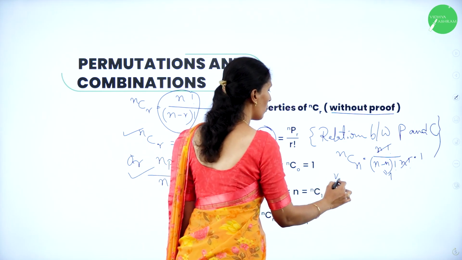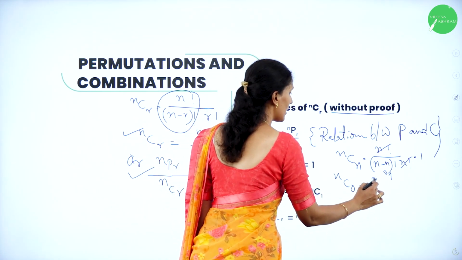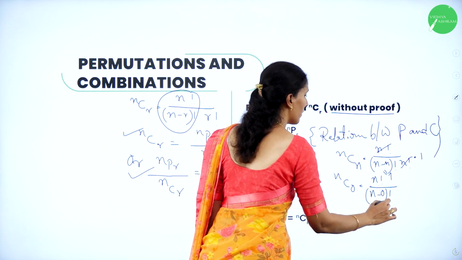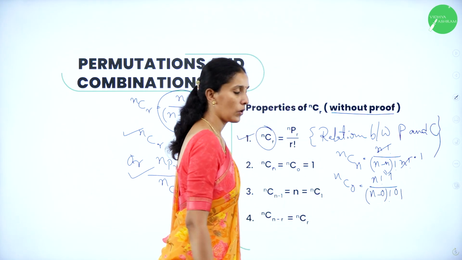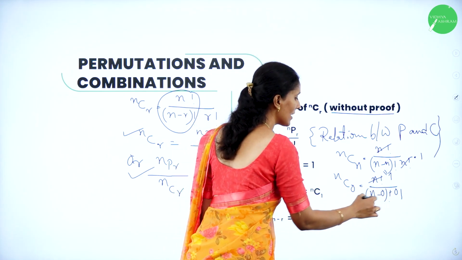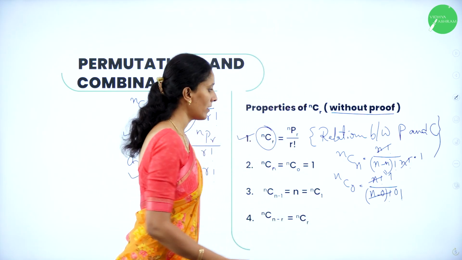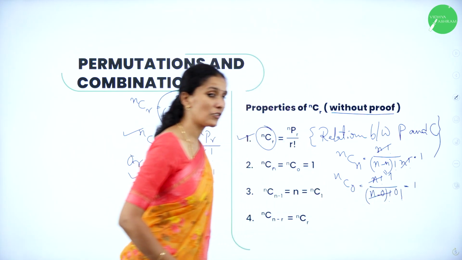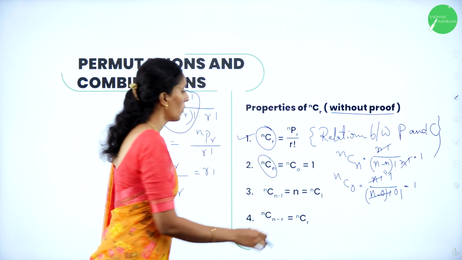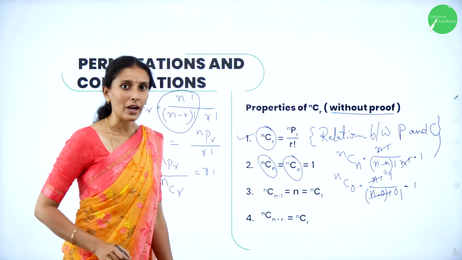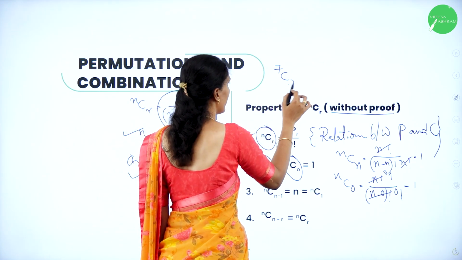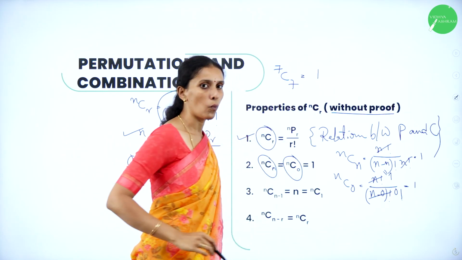Similarly, you put NC0. So NC0 is nothing but n factorial by (n minus 0) factorial into 0 factorial. Here also n factorial, n minus 0 is again n factorial, cancel. 0 factorial is 1, so my answer will be 1. Just remember, this is a very simple thing. Wherever you find NCN, you can directly write 1. Wherever you find NC0, you can directly write 1. For example, if you have 7C7, you can directly write it as 1.